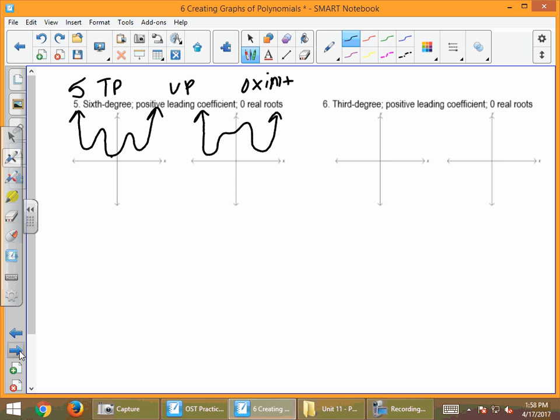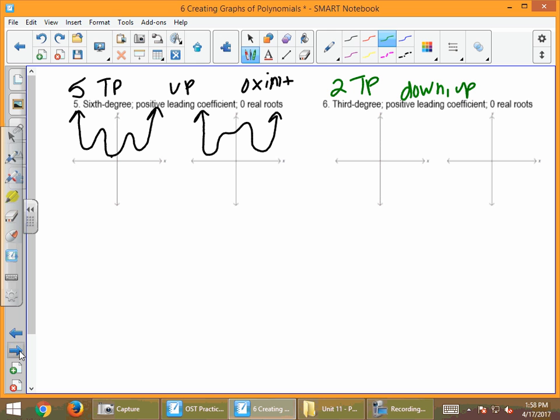Okay. Number 6. This is 3rd degree, positive leading coefficient, 0 real roots. Well, third degree, how many turning points does it have? 2, at most 2. Positive leading coefficient and it's odd. So where does it start? Flip-flop it. Down and up. So when it's odd, think opposite. Positive is actually going to start pointing down.